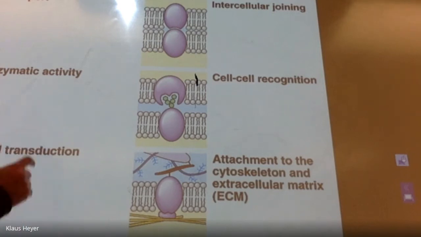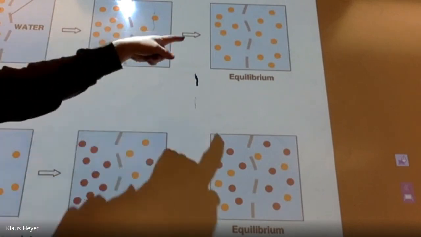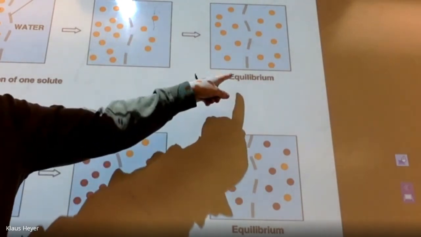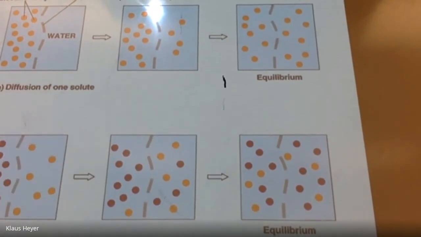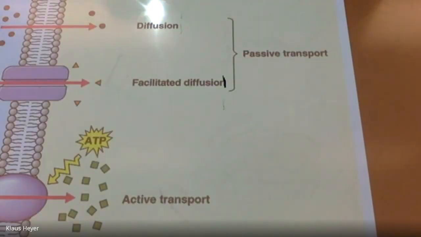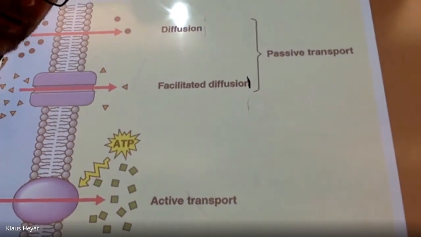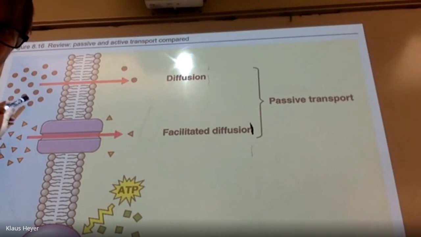Anyway, this slide right here is showing diffusion. Higher concentration to lower concentration until you reach an equilibrium, like a balance. Sometimes you need help. So can you guys see this where my pen is? How about now?